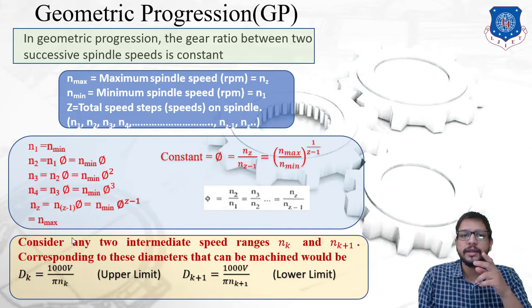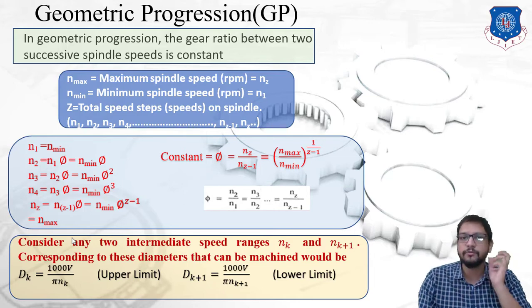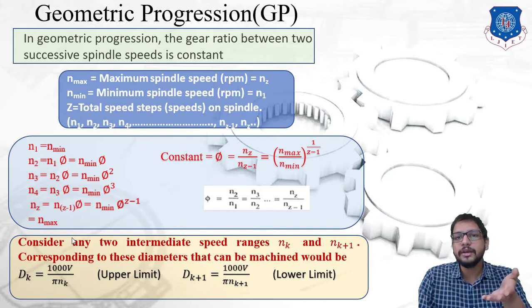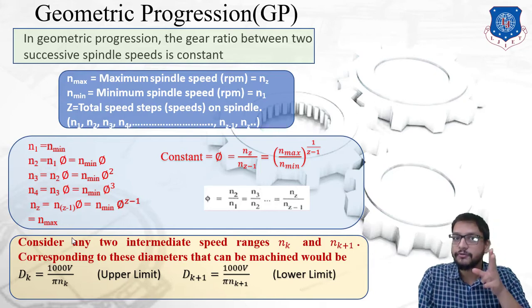Next, we need to determine by removing how much material from a workpiece we can shift from one speed to another speed. For example, if I need to shift from N1 to N2, then obviously corresponding to N2 the diameter of the workpiece would be somewhat different. Corresponding to N1, the diameter would be different, that is D1. Okay, so how much material has to be removed, or what should be the range of diameter that has to be removed in order to shift the speed from N1 to N2?